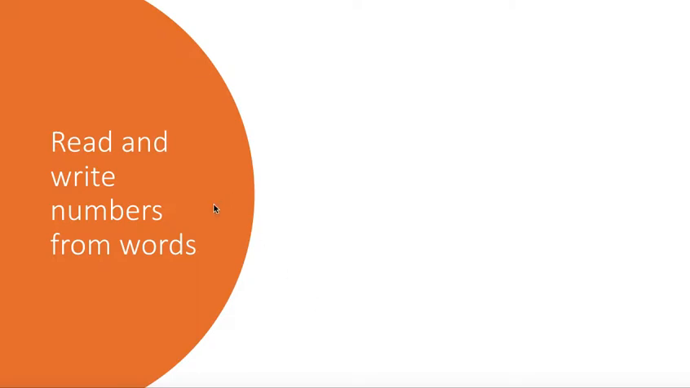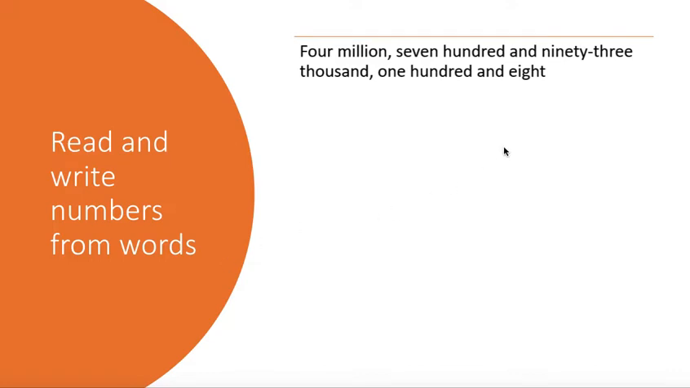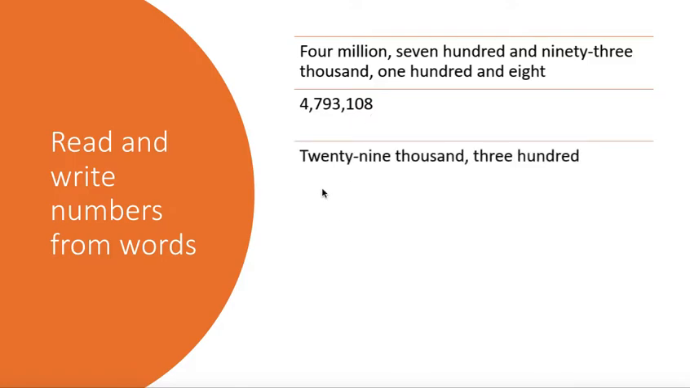We're now up to reading and writing numbers from the words themselves. So let's read this together, and then you can write down the number on a piece of paper. 4,793,108. So write that down in digits in your book. 4,793,108. Let's look together. 4,793,108.